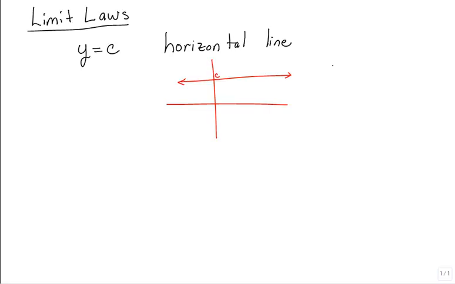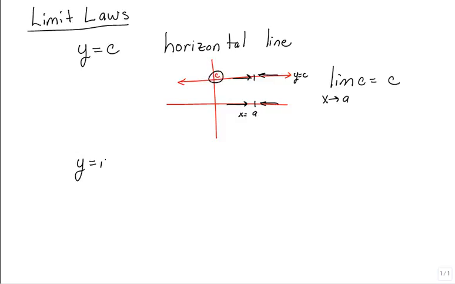Then if you pick any point on the x-axis, let's say A here, and let x approach it, the limit is still going to be C. It's not going anywhere. As x approaches A, your y values just still approach C, that point C on the y-axis. So the limit of a constant is a constant.